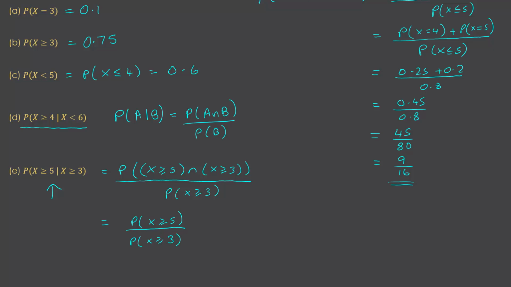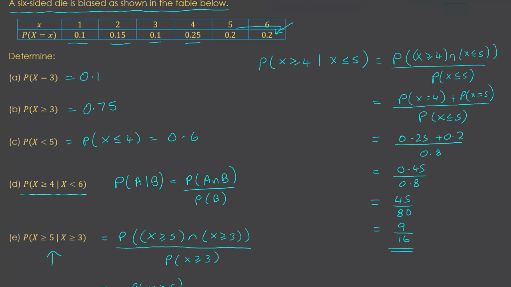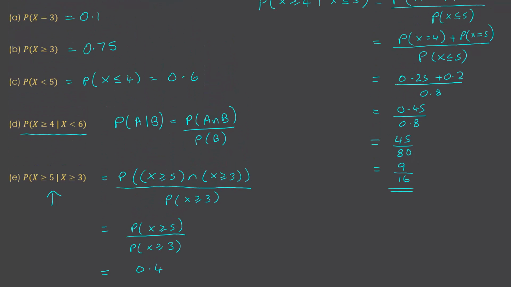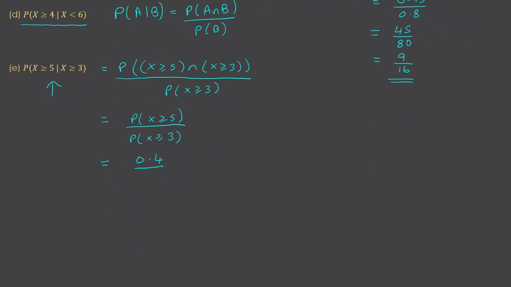Now, on the table, greater than or equal to 5 is these two, so that is 0.4. So that one is 0.4. Greater than or equal to 3 is the answer to part B just here, which is 0.75. So that is 40 over 75. Both of those divide by 5, and so that is 8 over 15.